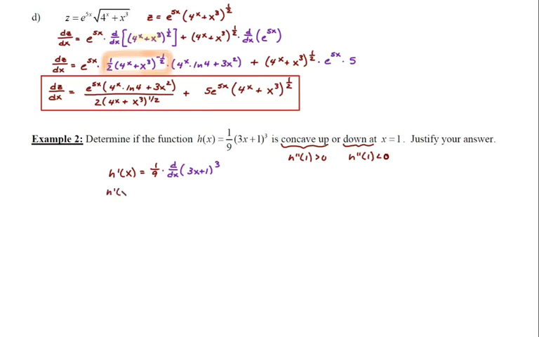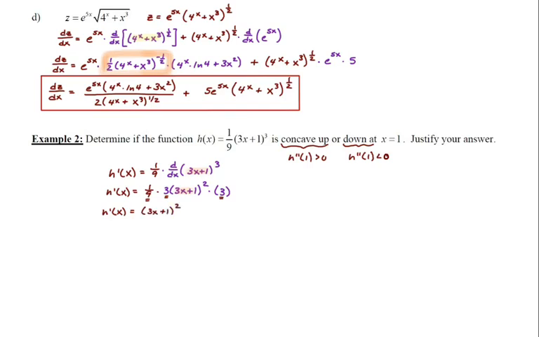So the first derivative is going to be 1/9 times, and then the derivative of 3x plus 1 quantity cubed will require the chain rule. So it'll be 3 times 3x plus 1 quantity squared, leaving the inside alone, times the derivative of 3x plus 1, which is 3. So I can simplify this. I have 1/9 times 3, which is 1.